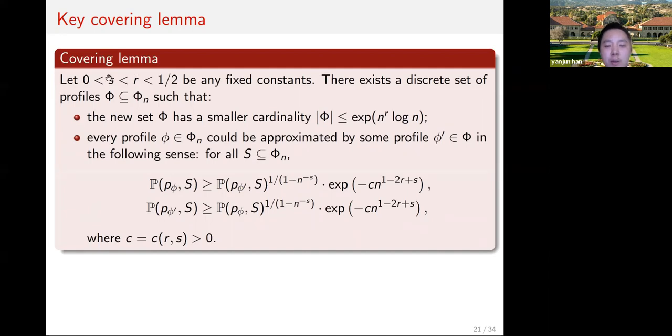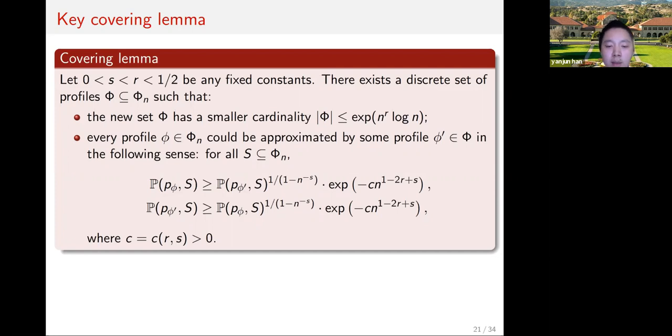R and S are just two parameters controlling different trade-offs. This lemma mainly claims that there exists a smaller set phi inside the total set of profiles such that the new set has a smaller cardinality, at most of the order e to the n to the r power. It is strictly smaller than e to the root n because r is smaller than half. And also every profile phi could be approximated by some profile phi prime in the smaller set in the following sense: for all possible subsets S of profiles, the probability of P phi put on S is close to the probability of P phi prime put on S by this two-sided multiplicative inequality.